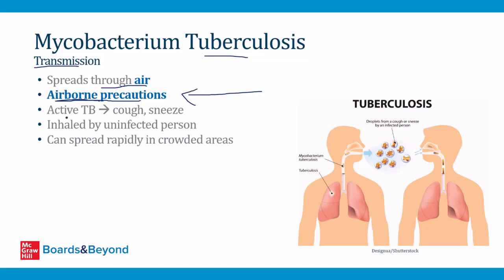So the way you become infected is that someone who has active tuberculosis in their lungs will cough or sneeze, and the bacteria will be inhaled by an uninfected person. And for this reason, tuberculosis can spread rapidly in crowded areas, especially among people who may be malnourished and have an ineffective immune response. And this is part of the reason that tuberculosis was so common hundreds of years ago when patients lived in poor sanitary conditions in very crowded areas.